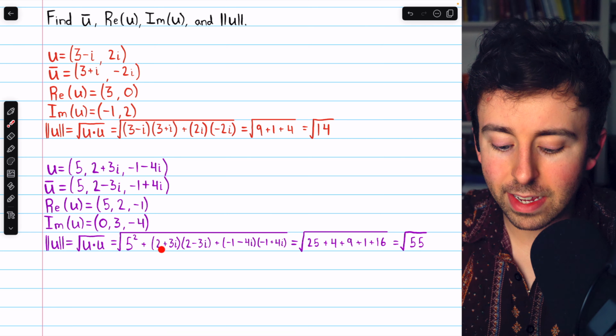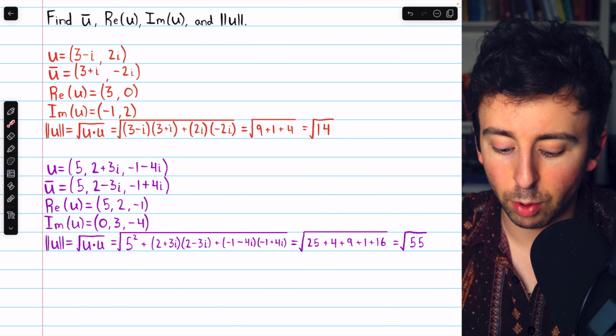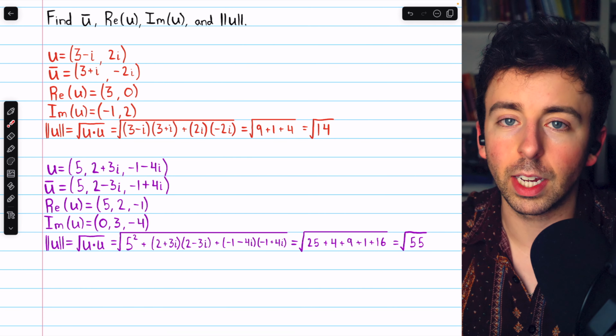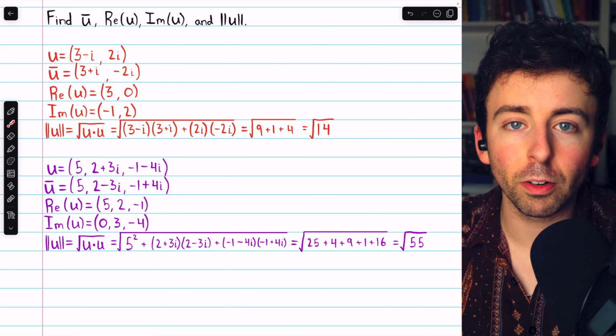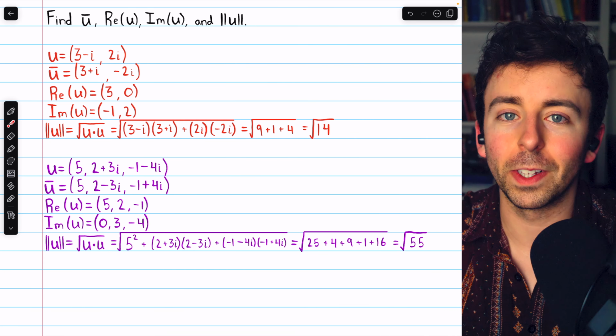Remember that because of the conjugates here, the middle terms, the 2 times negative 3i and 3i times 2, negative 1 times 4i and negative 4i times negative 1, those cancel out. So there's no imaginary units left in our answer. The magnitude of a complex vector is always going to be a nice real number.